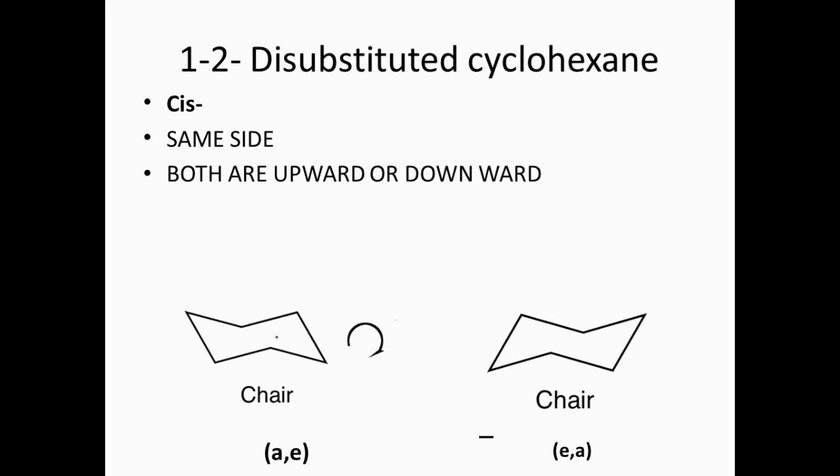So wherever the carbon center is in the upward direction, the axial hydrogen at that point is in the upward direction. If this is considered the first carbon atom, this carbon is slightly upward, so the axial hydrogen on this carbon is in the upward direction. Here the axial hydrogen is in the downward direction. Here it is upward, here downward, upward, and here downward. So we know the direction of the axial hydrogens.